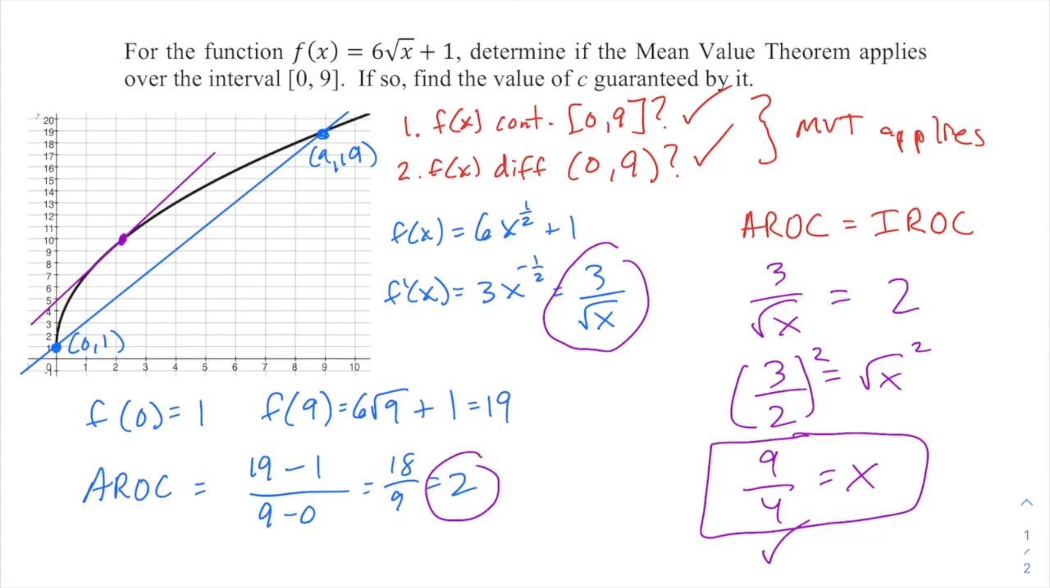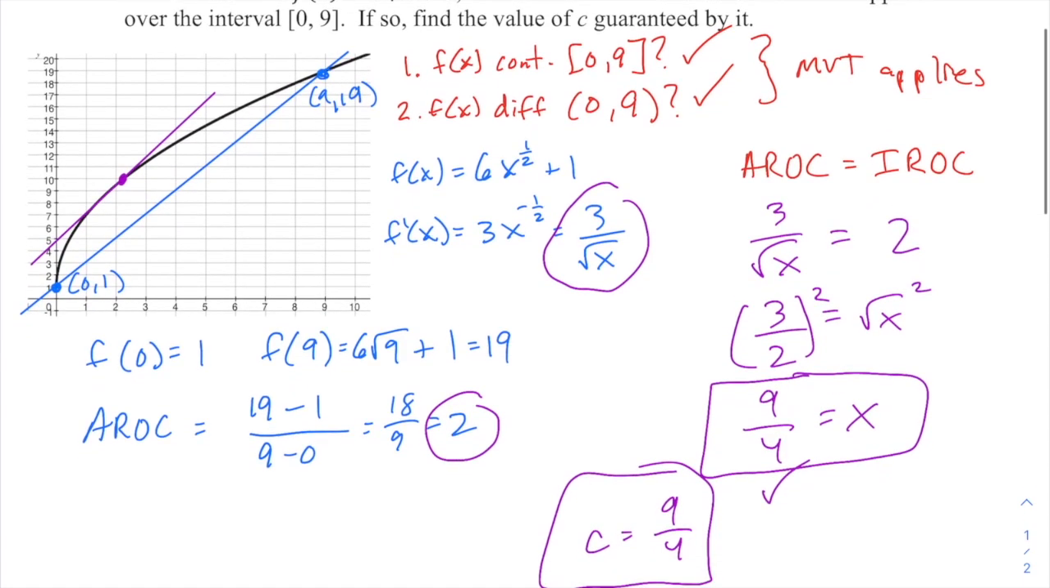So there we go. So the value of C they are talking about is 9/4 if you want to be official there. Okay, hopefully the mean value theorem is making sense from an algebraic and a visual standpoint.